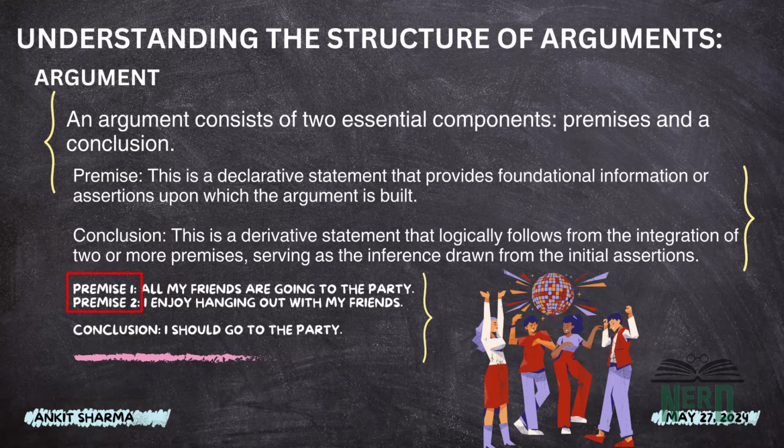To put it even simpler, it's like when you're trying to figure out if you should go to a party. Premise 1. All my friends are going to the party. Premise 2. I enjoy hanging out with my friends. Conclusion. I should go to the party. This is how arguments work in logical reasoning. You take a couple of statements or premises, like facts or observations, and use them to come up with a conclusion. It's just like making a decision based on what you know.